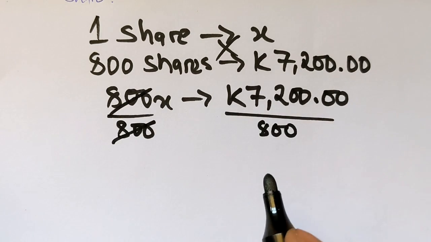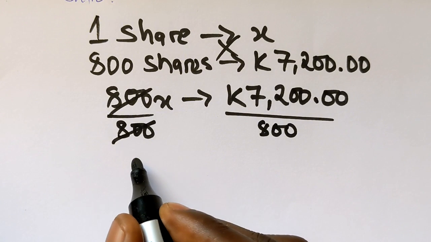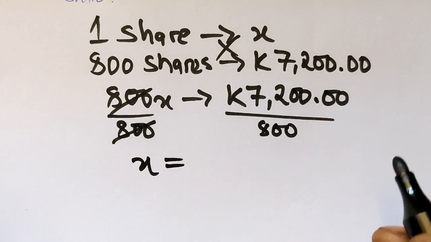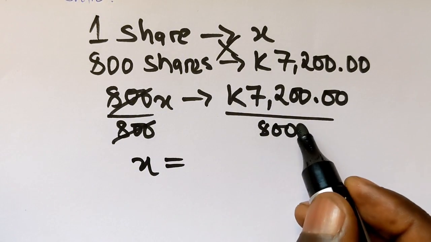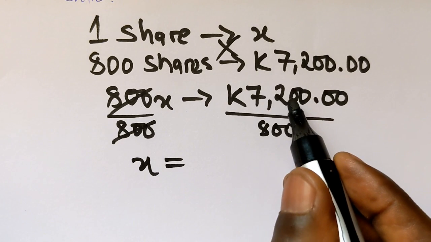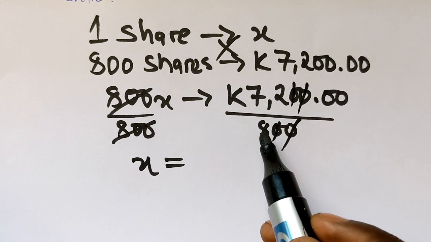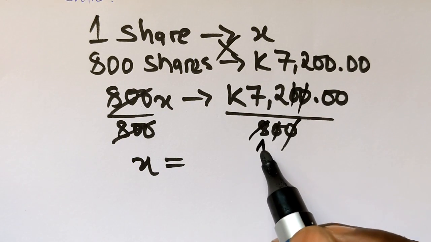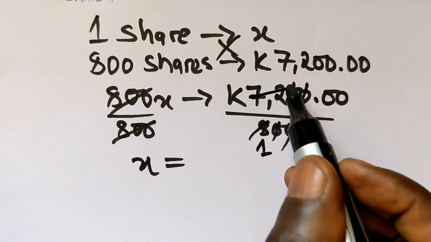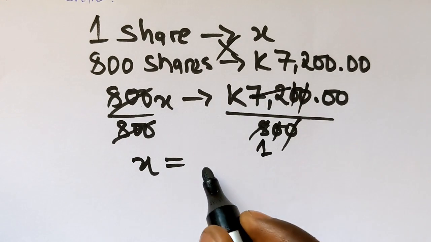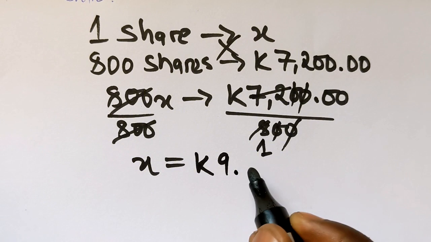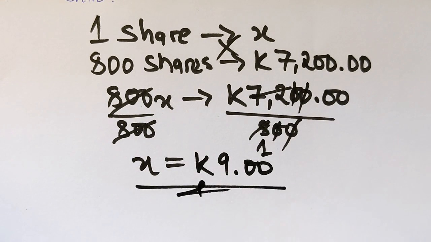800 into 800 gives 1. 1 times X gives X, which is equal to the zeros. We can simplify the zeros, which are these two after the 2 here. Then 8 into 8 gives 1, and 8 into 72 gives 9. So we're looking at 9 kwacha. One share costed 9 kwacha. Okay, so moving on to question 7.